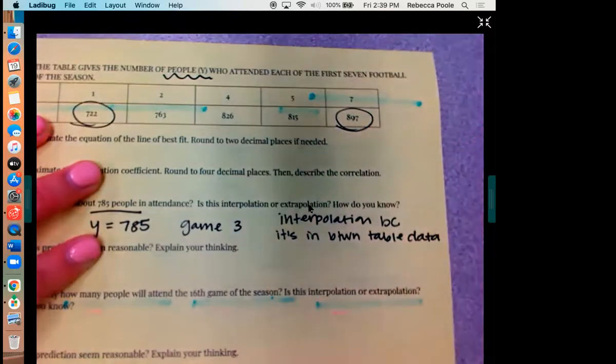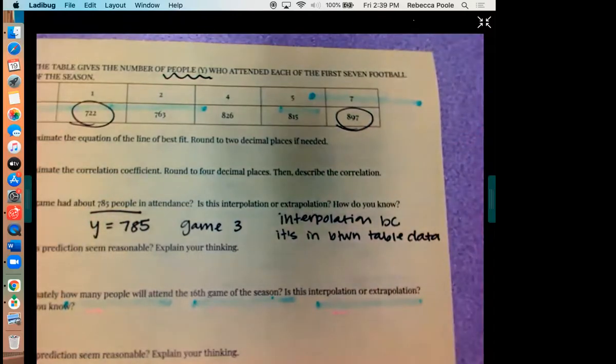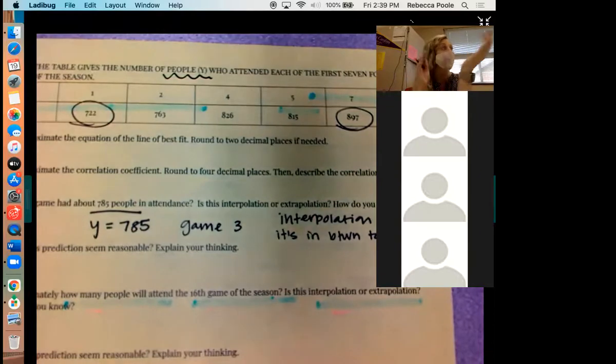Very good job, Jay. So do y'all see, I told y'all yesterday that after today, you would understand interpolation, extrapolation. So does that make sense?